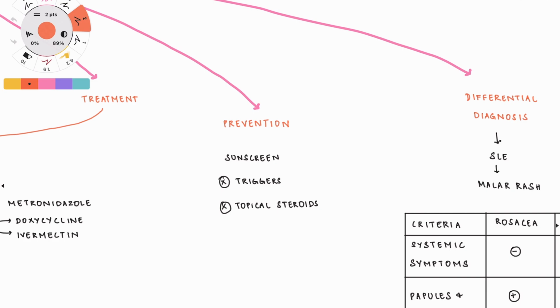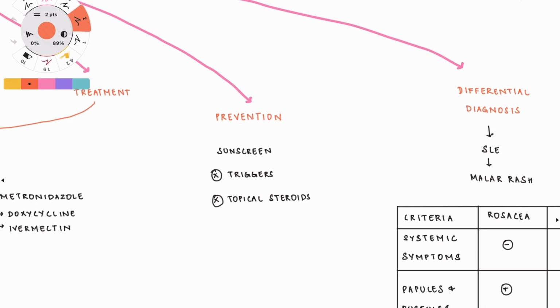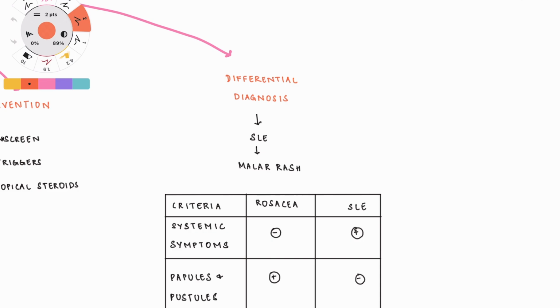The next concept is prevention of rosacea. We can prevent rosacea by applying sunscreen, by avoiding triggers, and also by avoiding application of topical steroids. The last concept in rosacea is differential diagnosis. The DD for rosacea is malar rash of systemic lupus erythematosus.